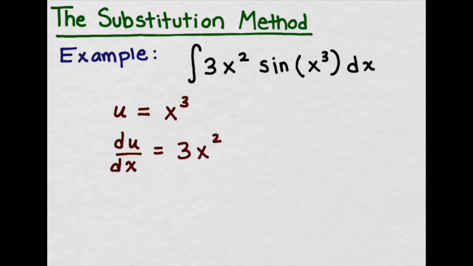Now let's multiply both sides of this equation by dx. Once we do that, we get du equals 3x squared dx. Now, this multiplication of both sides by the dummy variable dx is not mathematically rigorous, but it works for the case of the substitution method.